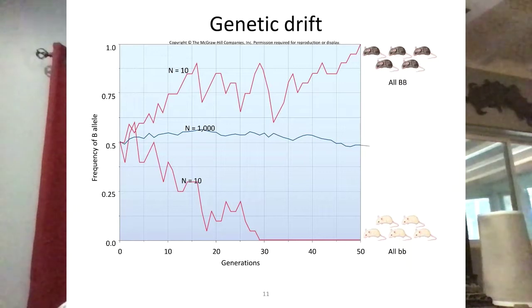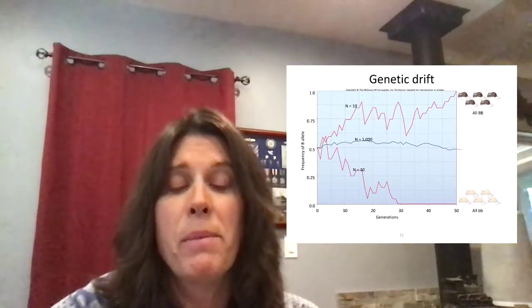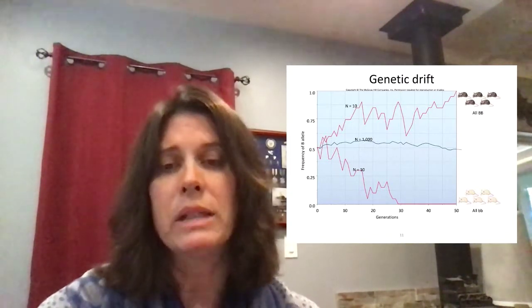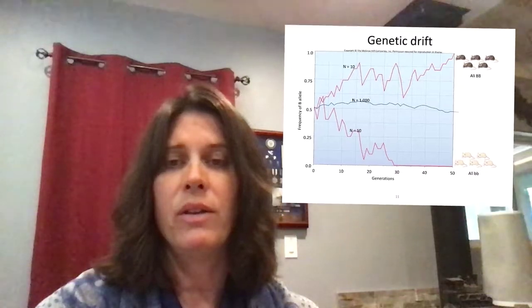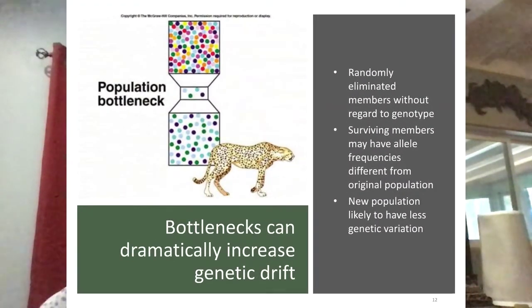Okay, so we see this when a population size dramatically decreases, then genetic drift can quickly alter allele frequencies. Okay, and a population size can dramatically decrease in two ways, and refer to those two ways. One is bottleneck, and the other is founder effect. So this picture indicates what a bottleneck is.